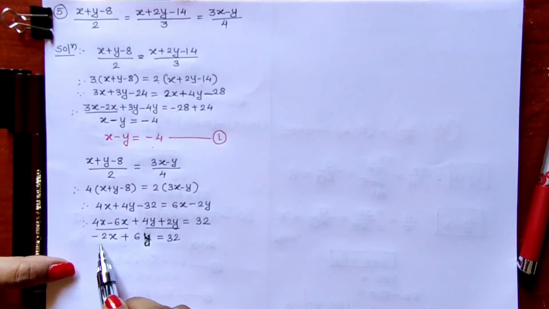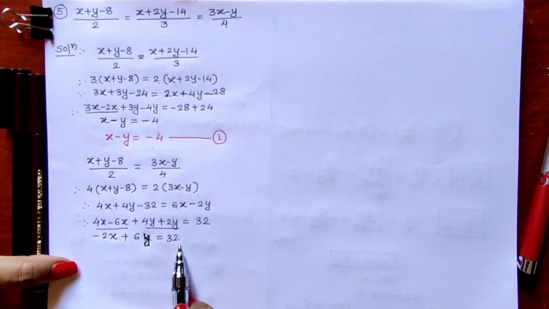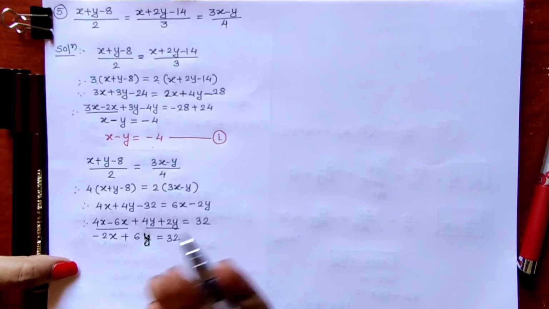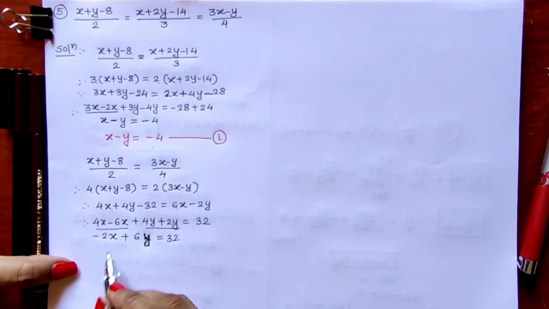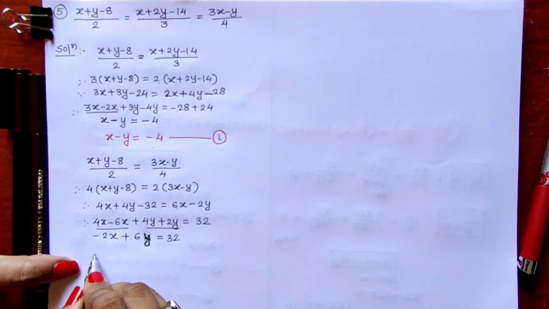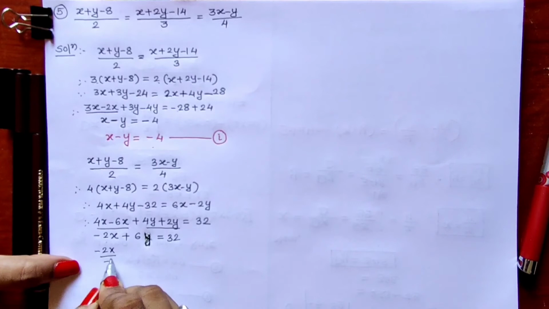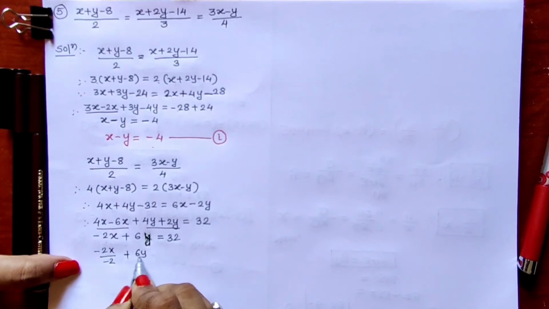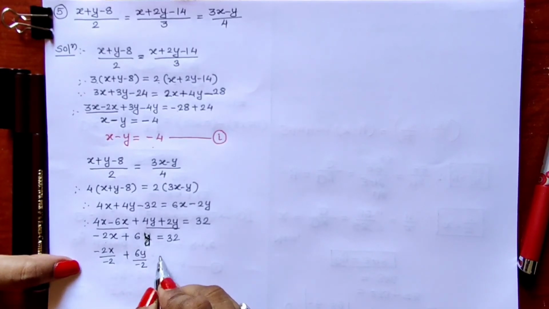Now see children, we can see that all these terms are divisible by 2. So if you want, you can divide by 2 or keep as it is, it doesn't make any difference. I am going to divide by 2. So I will be dividing by minus 2. So minus 2x upon minus 2 plus 6y upon minus 2 and 32 upon minus 2.